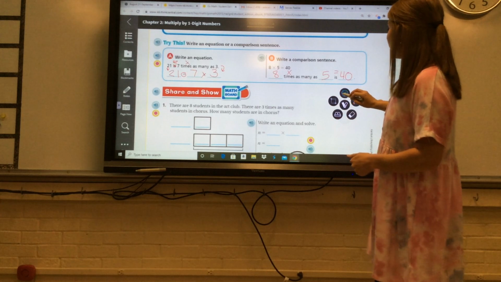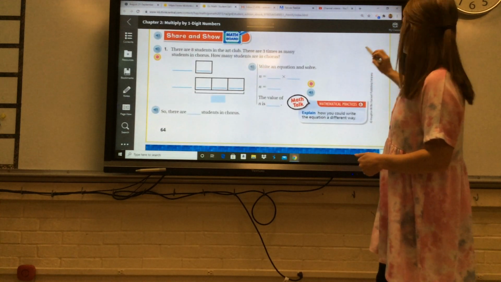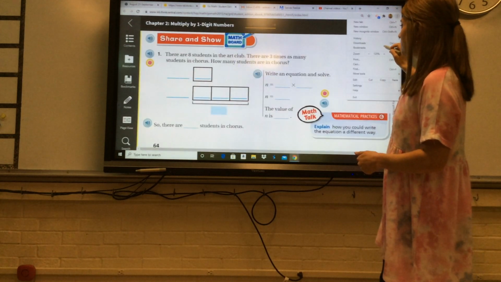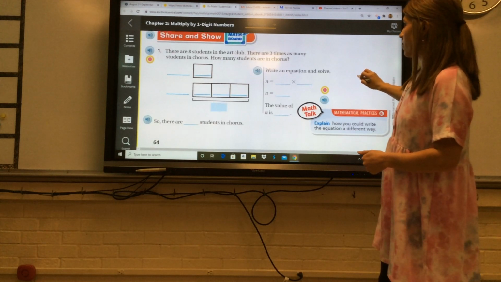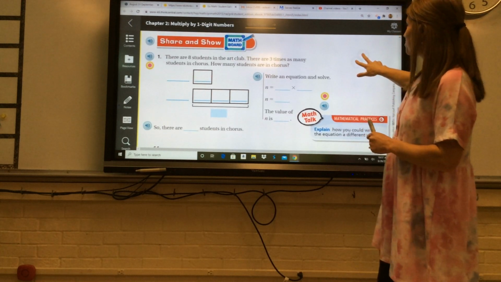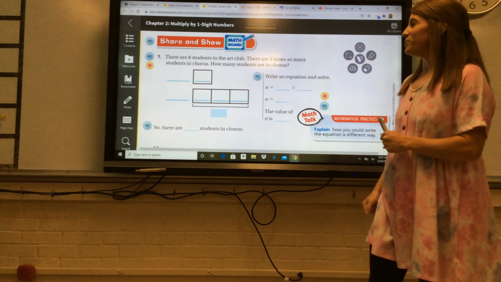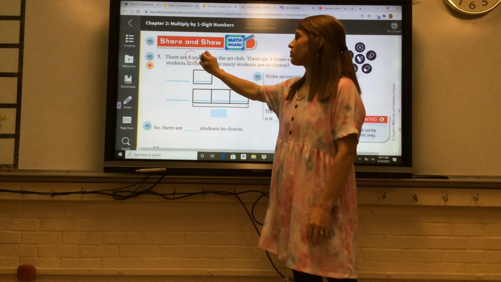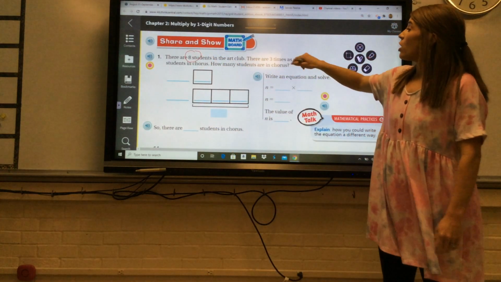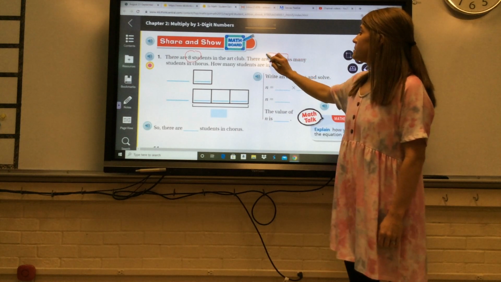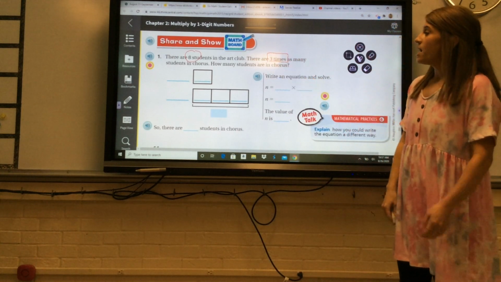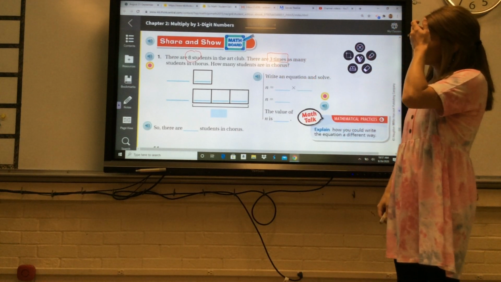All right. Let's look at another, and I'm going to try to zoom this in for y'all. There we go. That's better. Okay. There are 8 students in the art club. I'm going to go ahead and circle that number 8. There are 3 times as many students in chorus. How many students are in chorus?